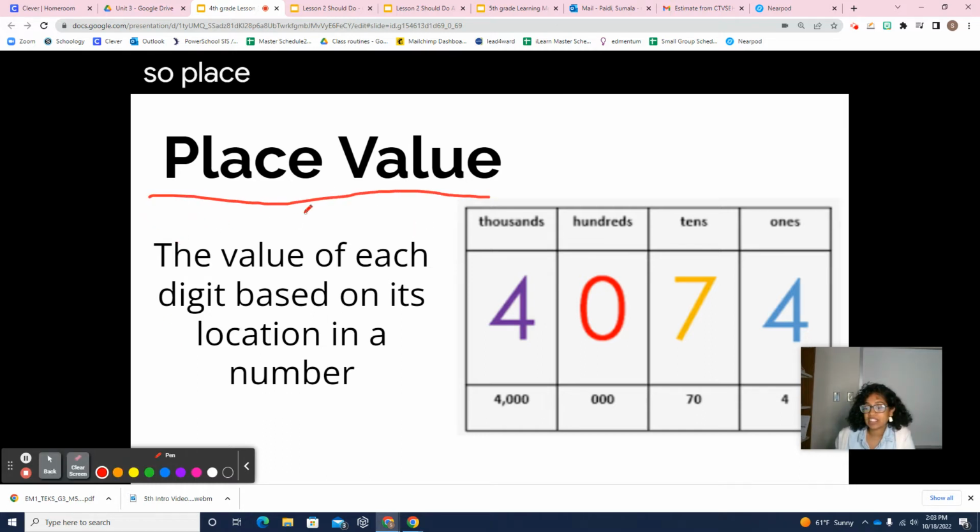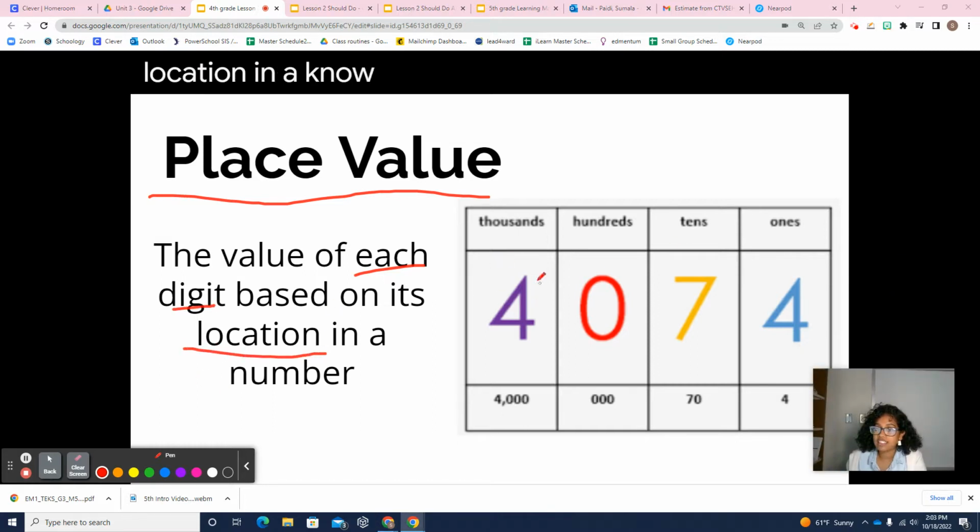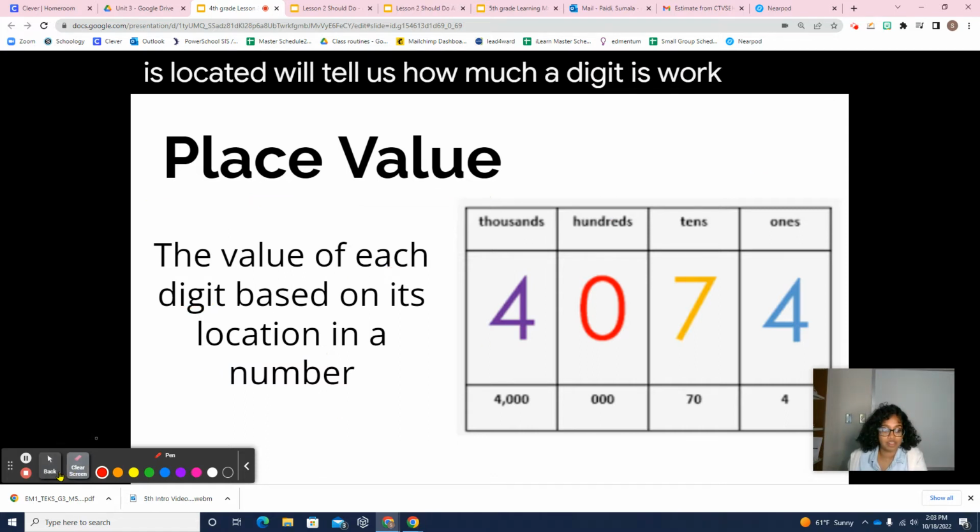All right, place value. Place value is the value of each digit based on its location in a number. Depending on where our digit is located will tell us how much a digit is worth.